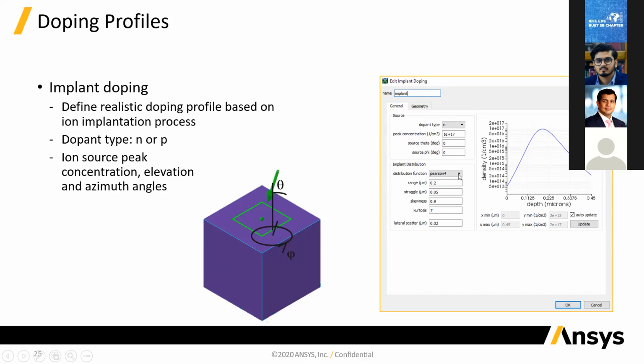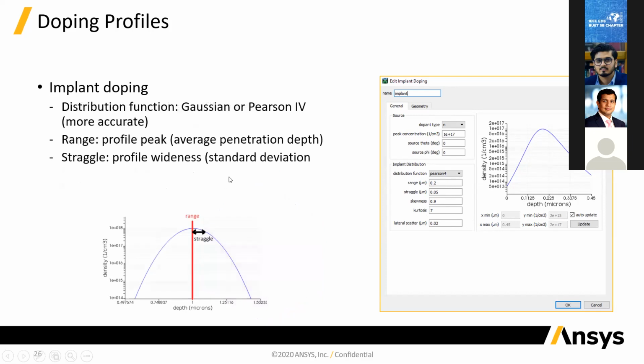And so when you define a Pearson-4 distribution, there are some attributes to the distribution that you can define to make your doping profile very realistic. I believe I have some slides here. So as I mentioned, you can either pick a Gaussian or a Pearson-4 distribution, and these are some of the parameters that you use to make your profile more accurate. You can define a range, which defines how far away the peak is from the top surface. So for example, here in this picture, range defines where your peak is located from the surface.